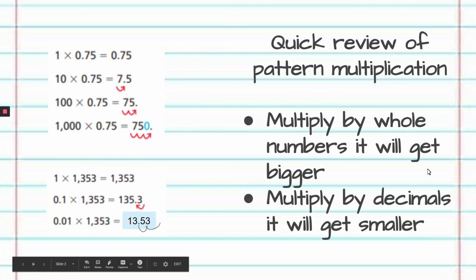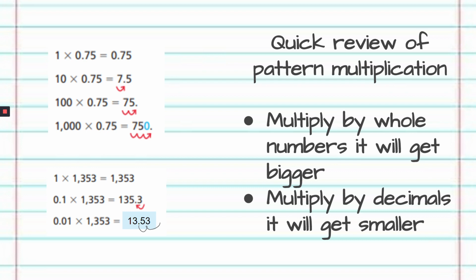Okay, a quick review with patterns of multiplication. Multiply by a whole number, it will get bigger. The decimal moves to the right by however many zeros are in the number being multiplied. So there are 3 zeros in 1,000. It moves 3 place values to the right. Multiplied by a decimal, it will get smaller. So however many place values after the decimal, if there's 2, it'll move to the left 2 places.